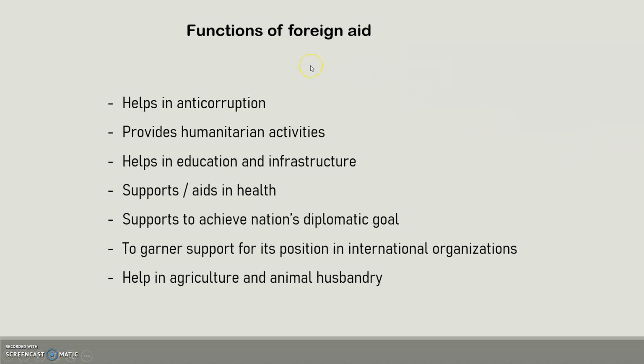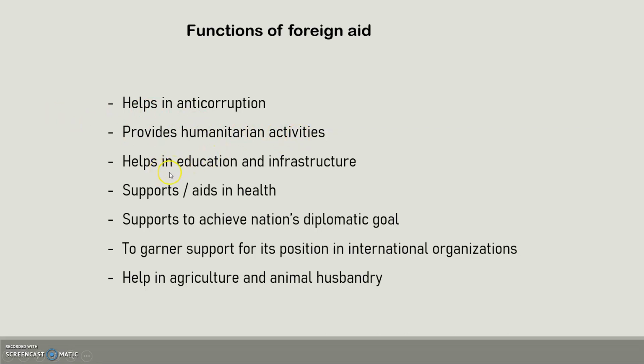Functions of foreign aid. Now let's see what the functions of foreign aid are. There are a lot of functions, so I have listed down some. Helps in anti-corruption: if corruption is happening, they help us eradicate corruption. Provides humanitarian activities: during a crisis or terrorist attacks, whenever a country needs humanitarian activity, they come and provide it.